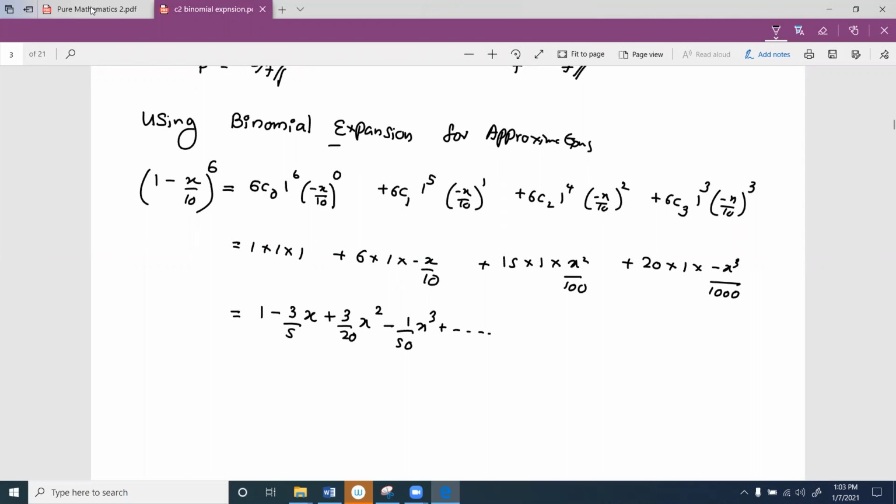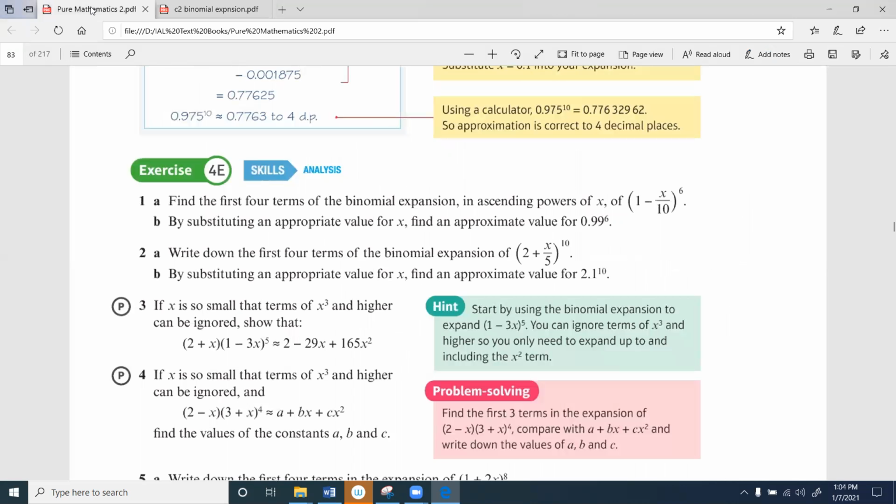Okay, that's the answer for part A, which is this expansion. In part B, what they ask is to use this expansion to find the answer for 0.99 to the power 6. By substituting a suitable, appropriate value for x, find the approximation value for 0.99 to the power 6.